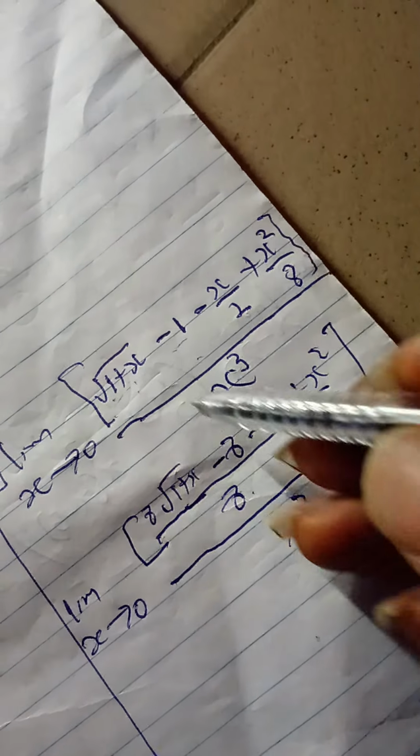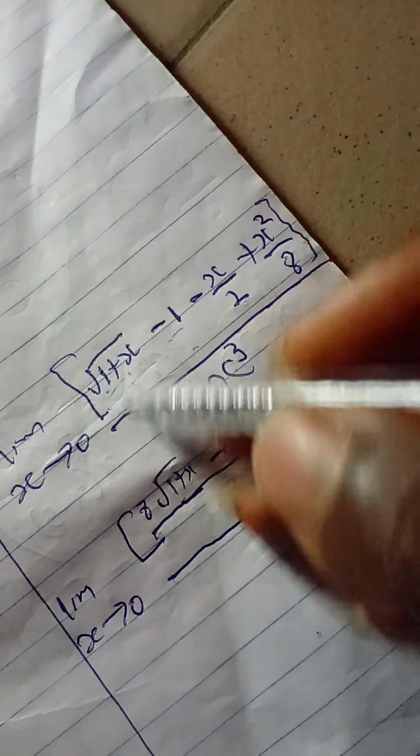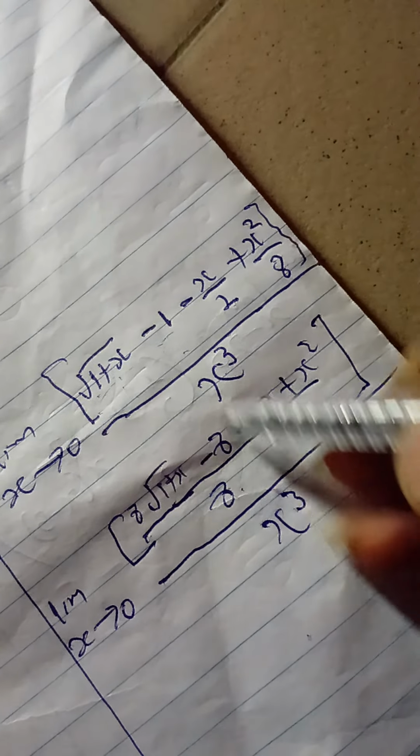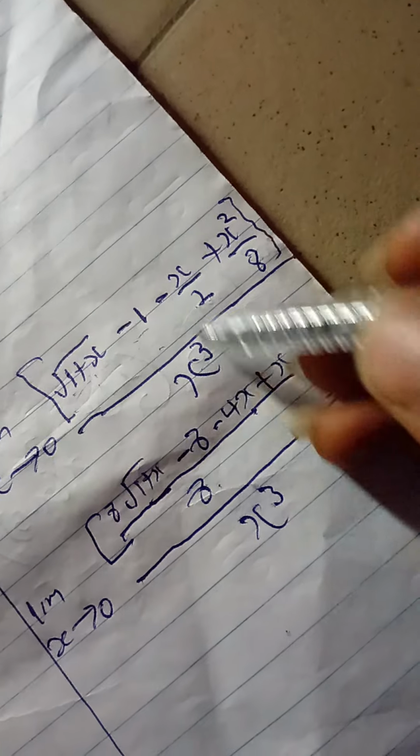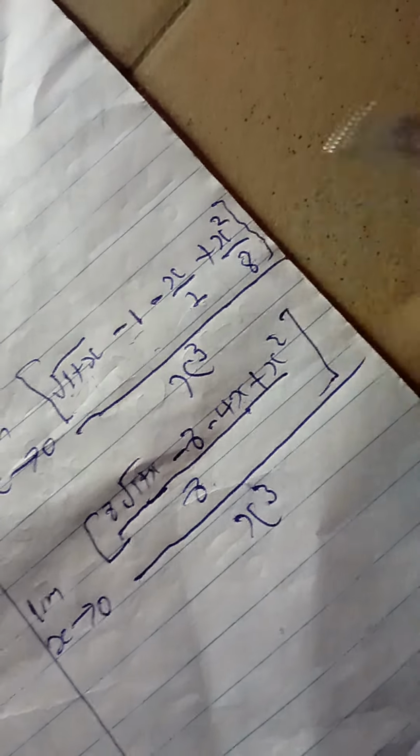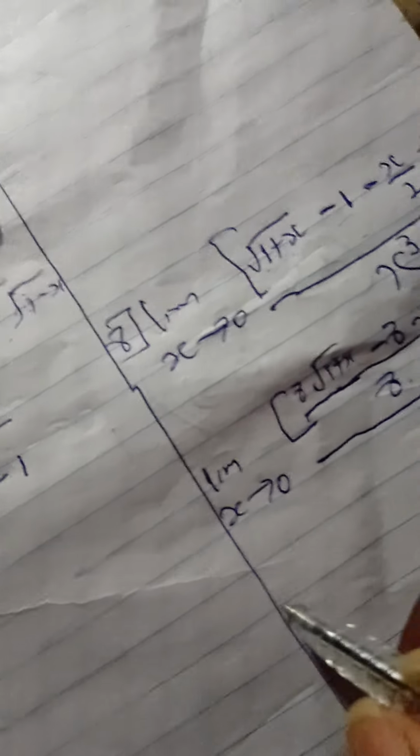The LCM is 8. 1 in 8, 8 times this, you have it. 1 in 8, 8 times this, you have it. 2 in 8, 4 times this, you have it. 8 in 8, 1 times this, you have it. So is that clear? So this guy is going to give us what?